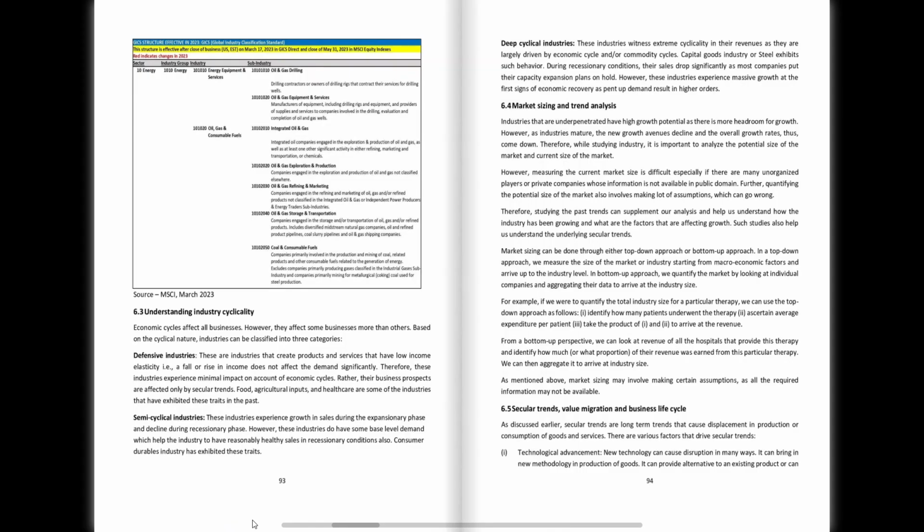Understanding industry cyclicality. Economic cycles affect all businesses. However, they affect some businesses more than others. Based on the cyclical nature, industries can be classified into 3 categories. Defensive industries.